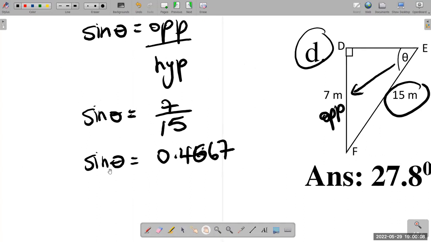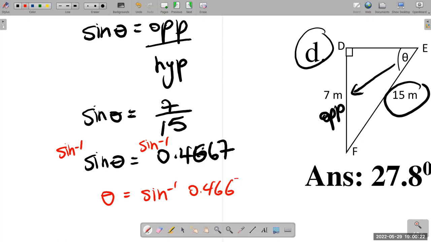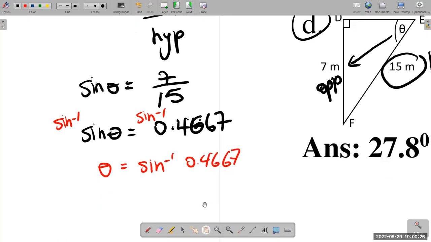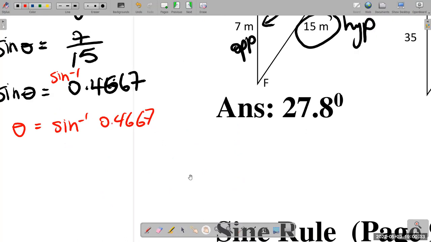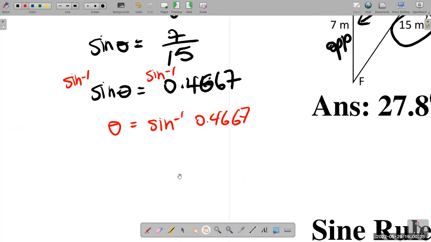Now from here, what do we do to find theta? Anybody remember? So how do we get rid of sine? We do what? Sine inverse, right? So when you do sine inverse on both sides, we have theta is equal to sine inverse of 0.4667. Now I need to make sure everybody calculates it okay. Everybody find that for me now and type your answer. I need to make sure everybody calculates it right. You should get 27.8.